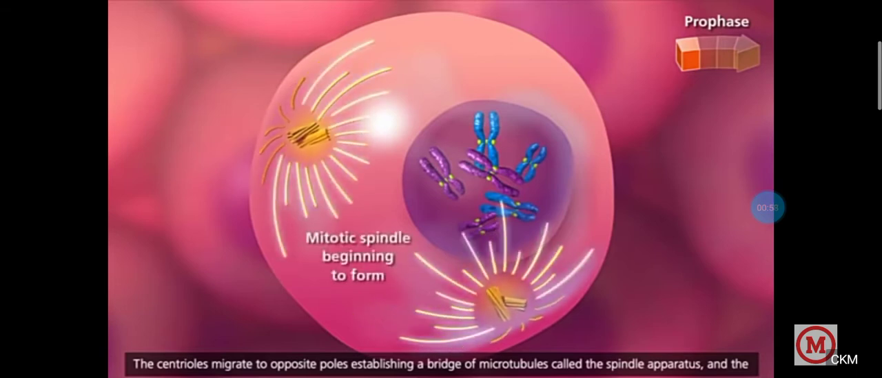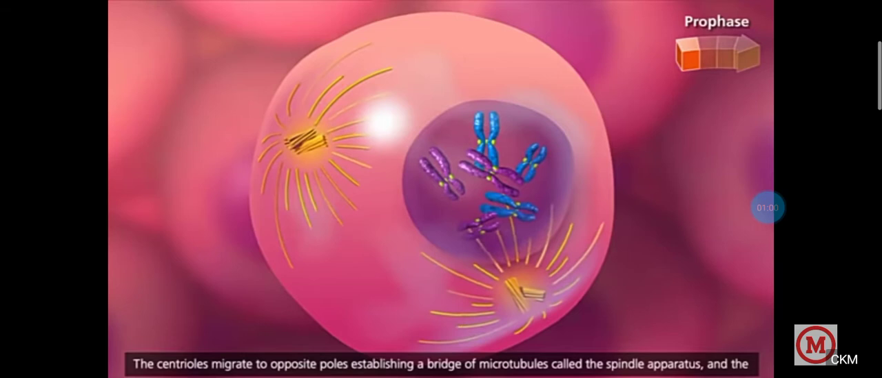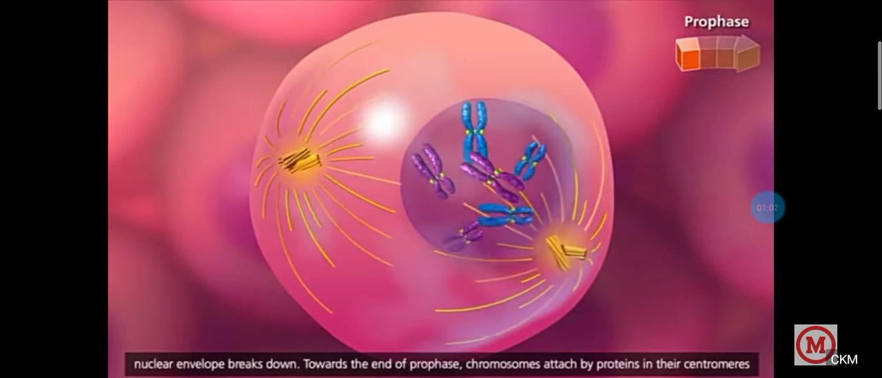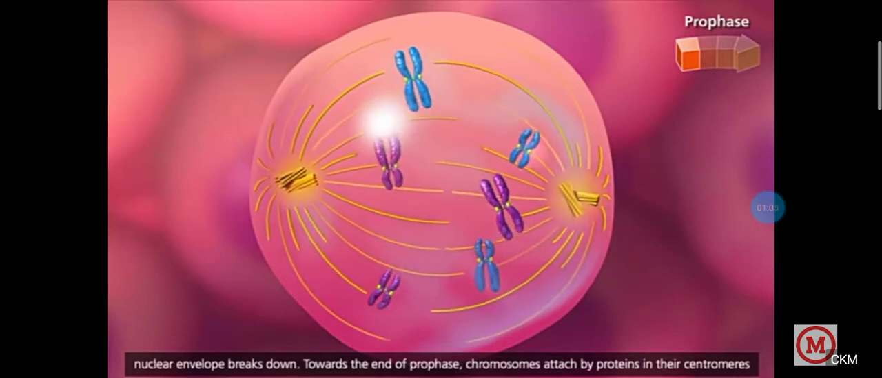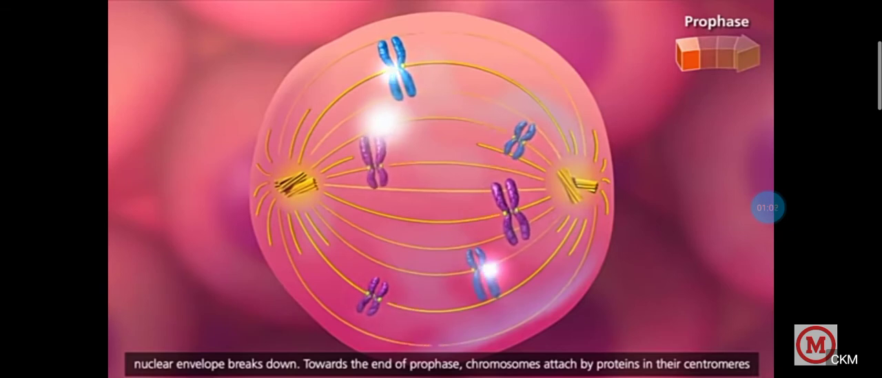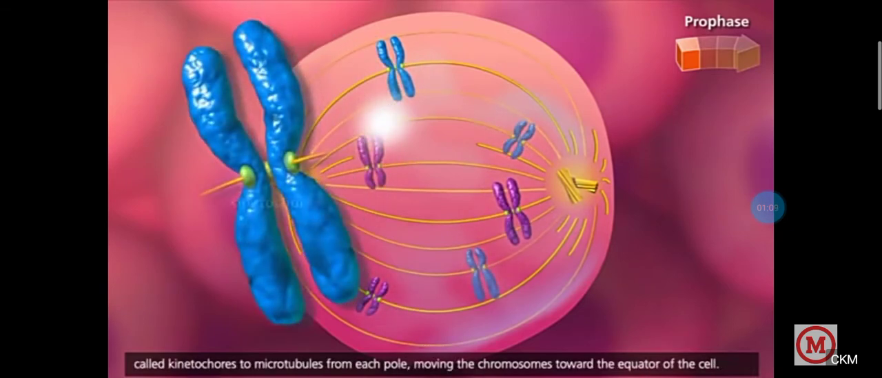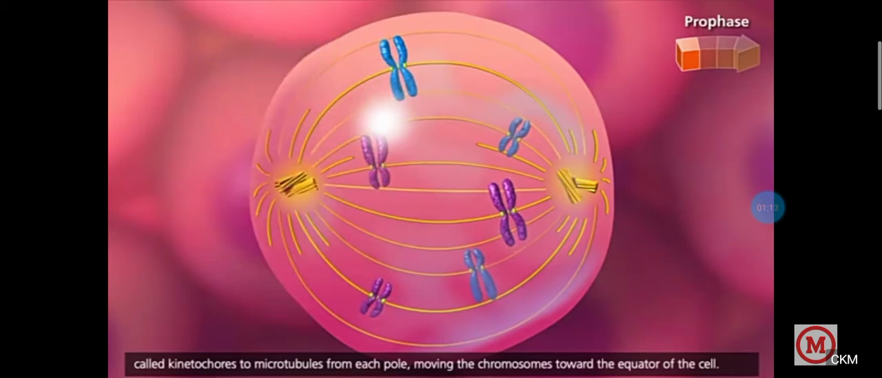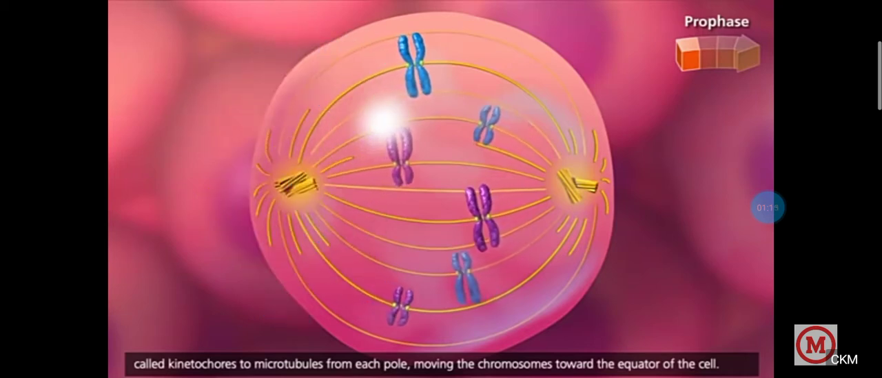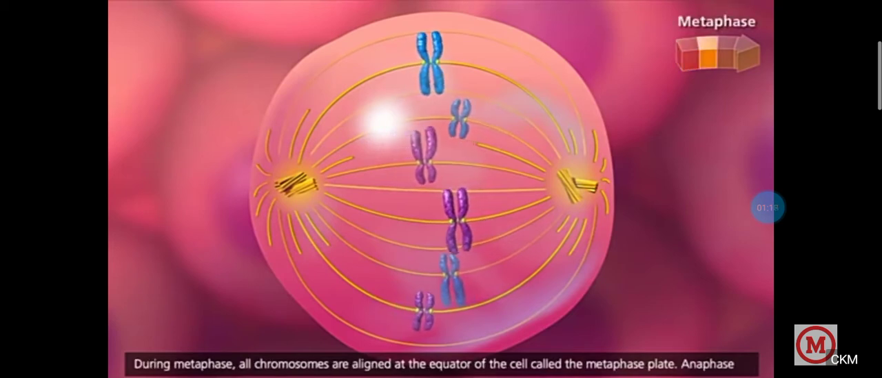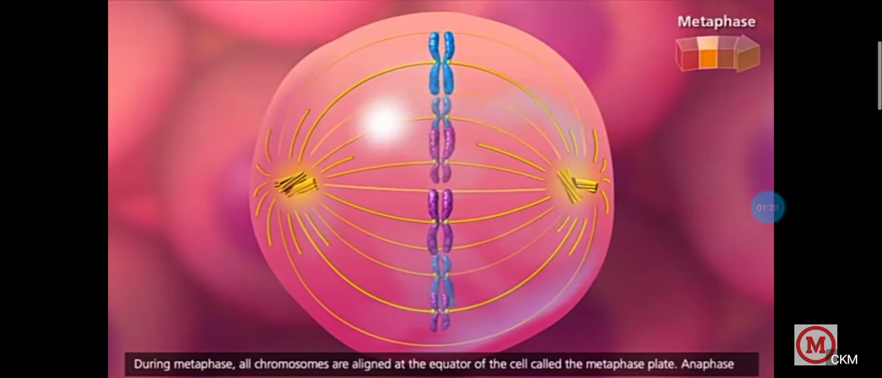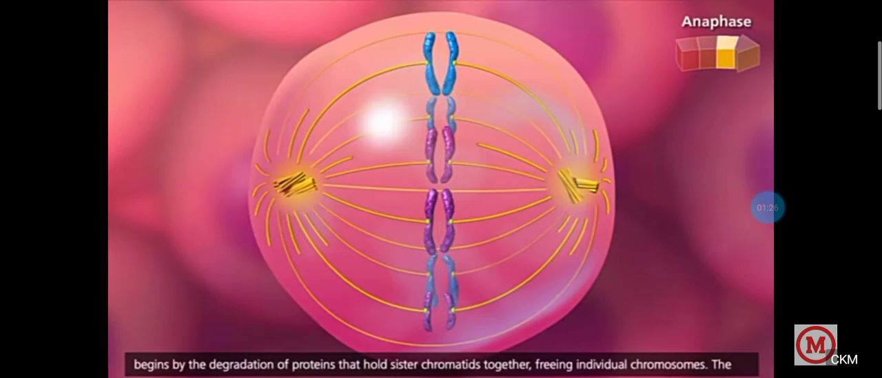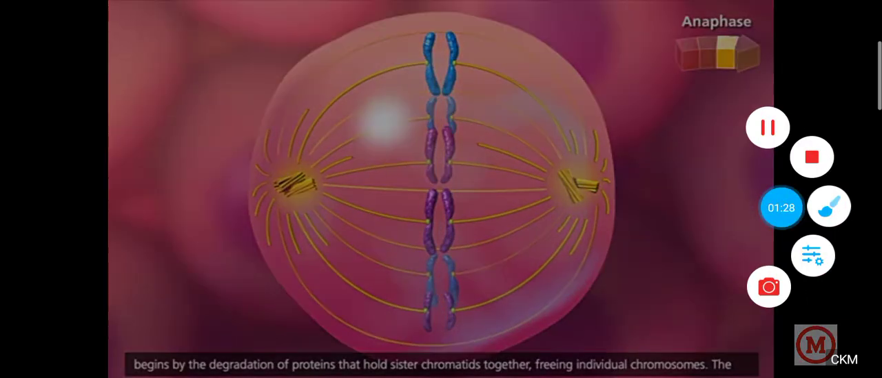They will start producing the spindle fibers, and these spindle fibers altogether are known as the mitotic fiber. Then the kinetochore protein of the chromosomes is going to attach with the spindle fiber, and they are going to arrange themselves in the center of the cell. All the chromosomes arrange themselves in the center of the cell, and this is known as a metaphase plate. So let's see what is happening in the metaphase.